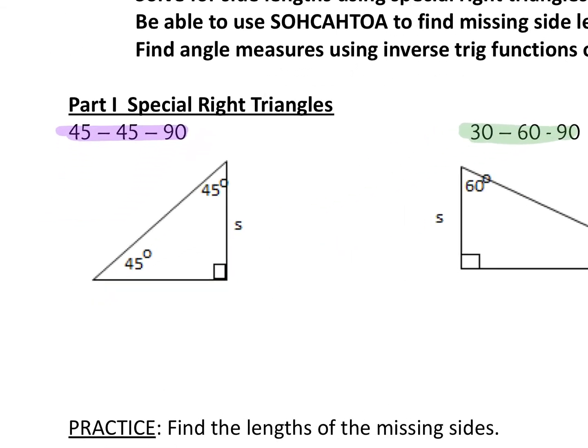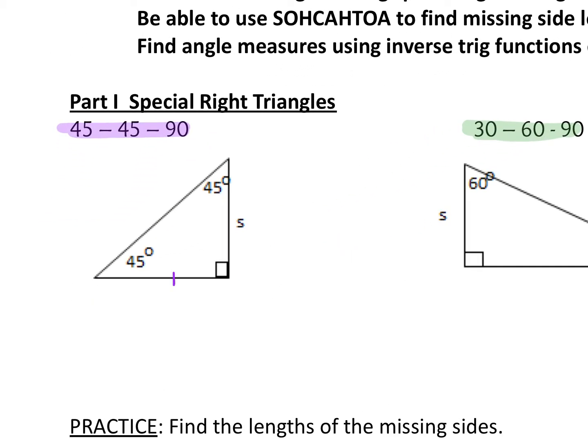When we have a 45-45-90 triangle, it means that two angles are congruent, meaning two sides are congruent. So this is going to follow the pattern of side, side, and then the side across from the right angle is the ratio of side root 2.